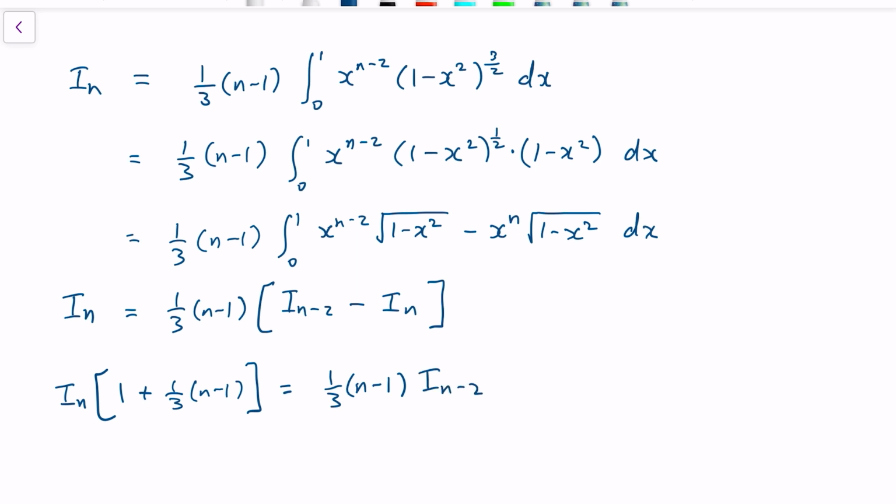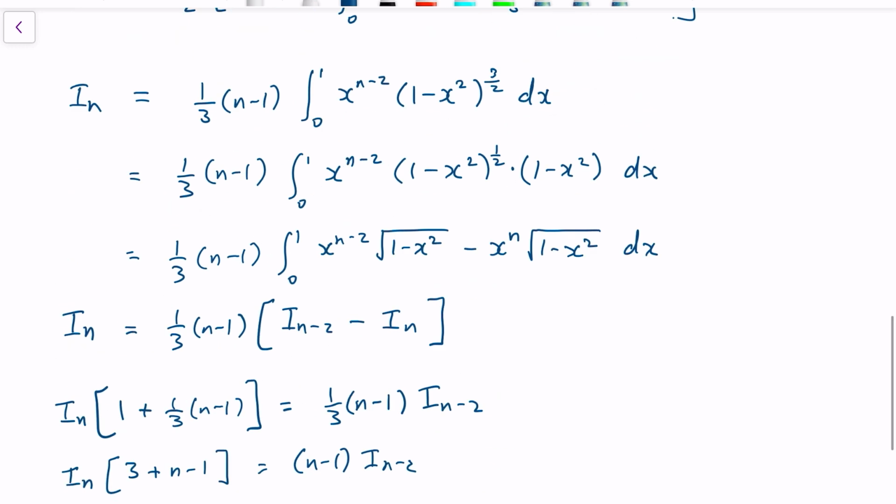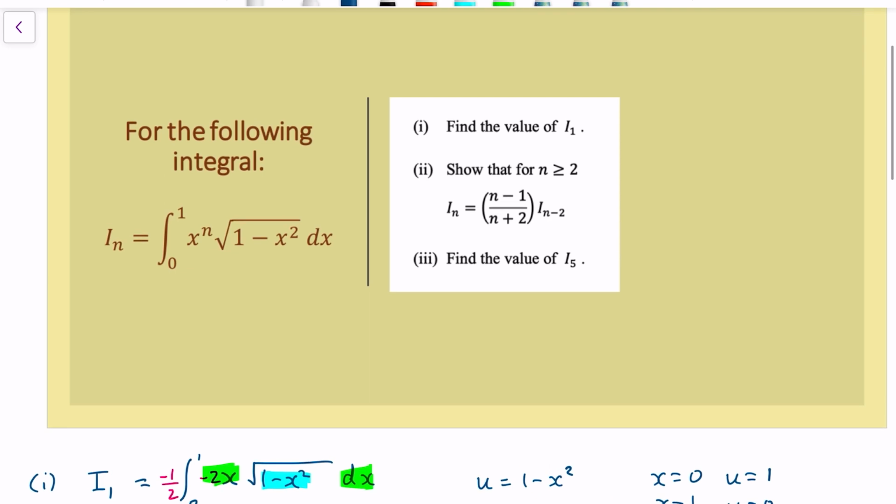Okay, now I'm going to times everything by 3 just to get rid of the fractions. 3 plus n minus 1 equals n minus 1 times I_{n-2}. And then on that left hand side, that bracket is 2 plus n. I can divide that out and put it on the bottom of the other side. So I_n equals (n minus 1) over (n plus 2) times I_{n-2}, and there we go. We've proved the result. How cool is that?